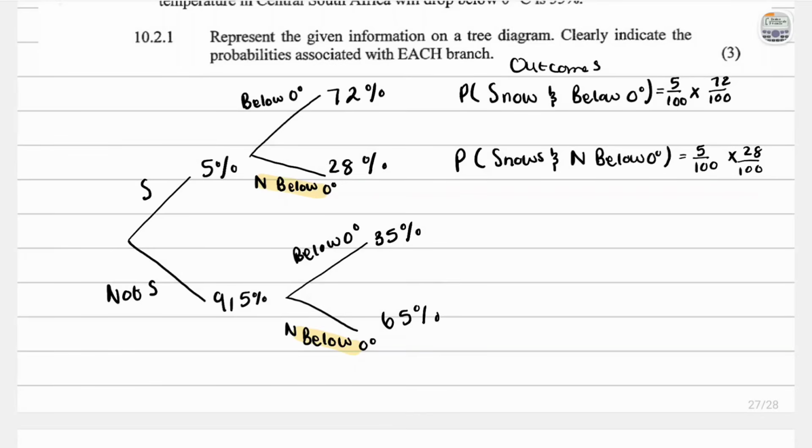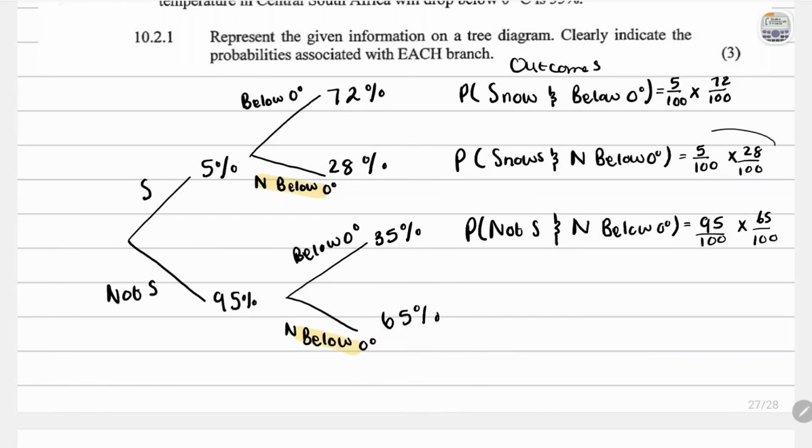Then the second place where we see not below 0, because we're going to take all the places where not below 0 occurs, is over here. This is when it does not snow, the probability of not snow, and again the temperature does not drop below 0. This was 95%, I don't know why I said 9.5. So 95 over 100 multiplied by 65%, which is 65 over 100.